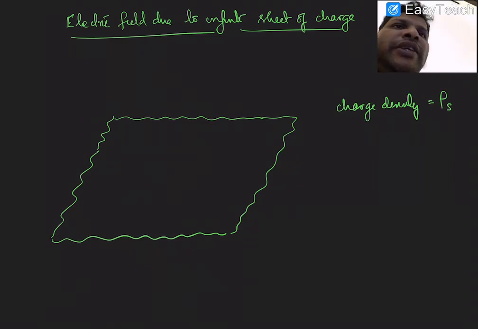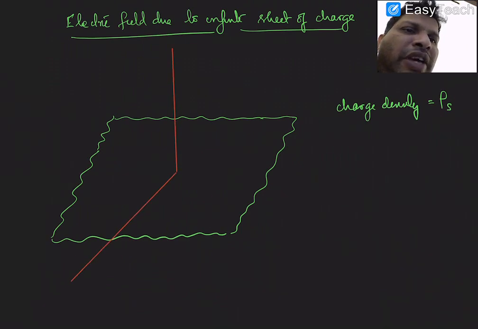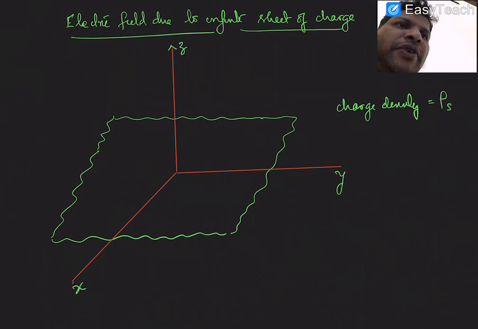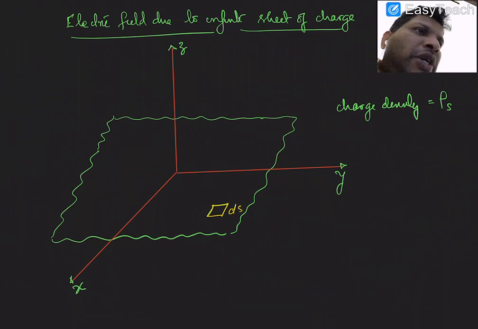Now let us first consider the coordinate system for this. We have the z axis, then we have the x axis, then we have the y axis. So this is x, this is y, and this is z. Now let us consider a small differential area which is given as ds.